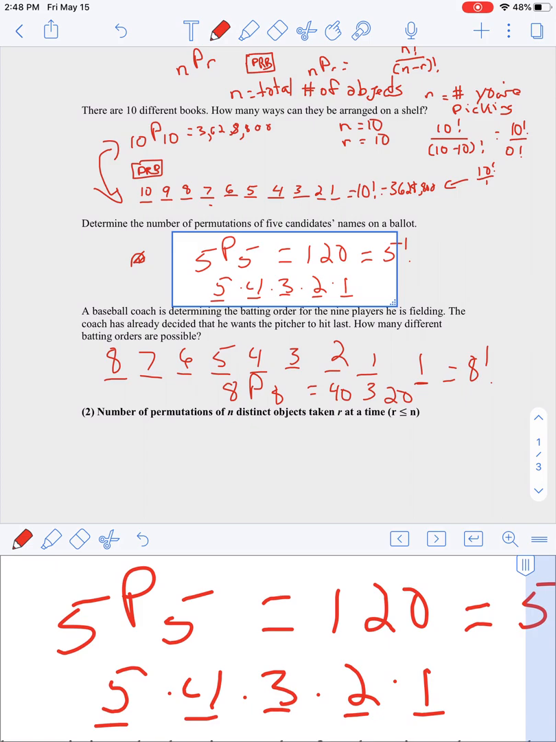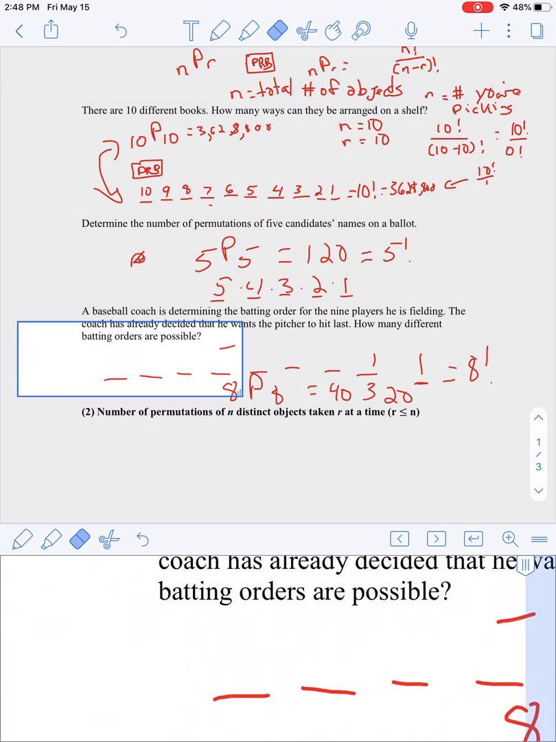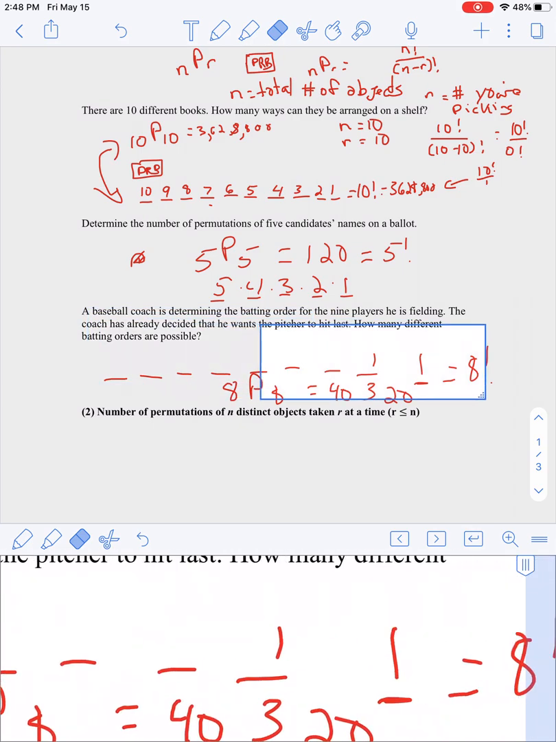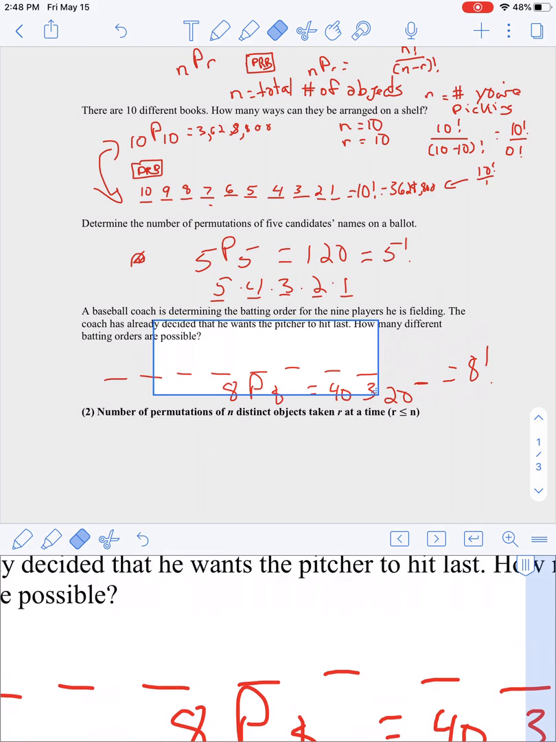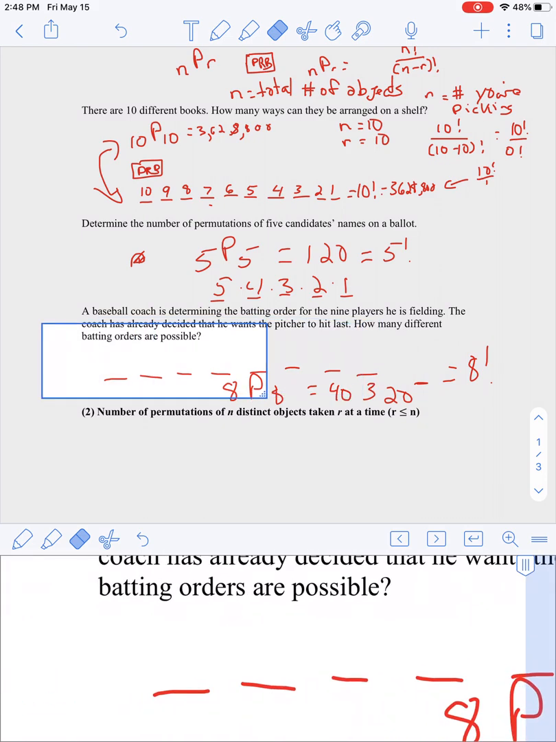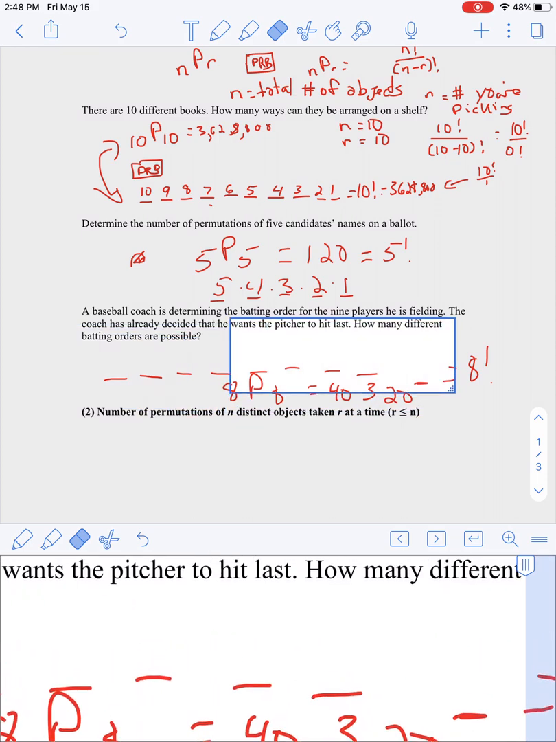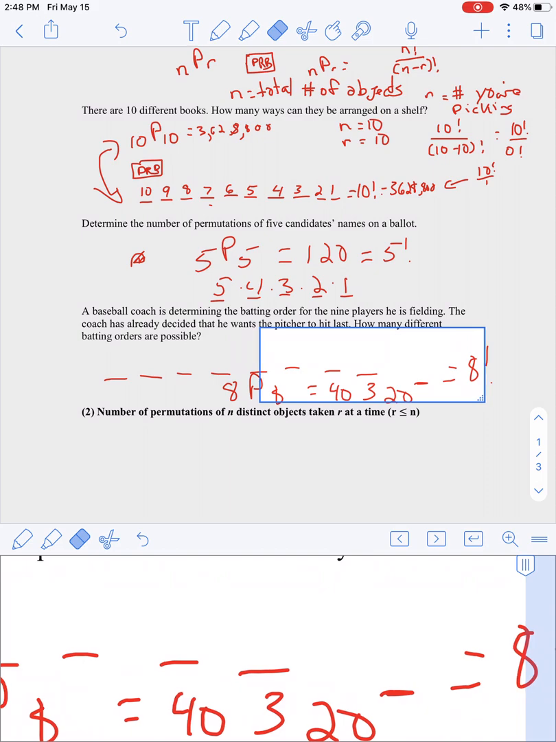Now this one here, a baseball coach has determined the batting order of his baseball team, and he knows he wants the pitcher to bat last. So if you make 9 dashes here, 1, 2, 3, 4, 5, 6, 7, 8, 9, 9 players on the team, you know your pitcher's pitching last. So let's go to our last dash here. And let's put that in.